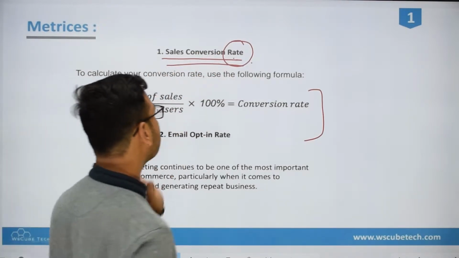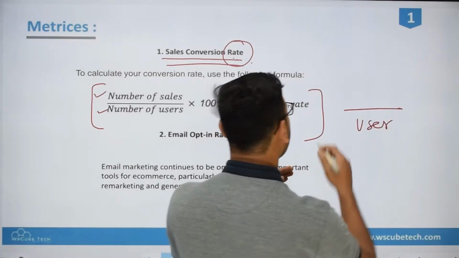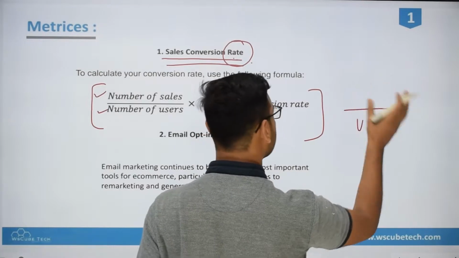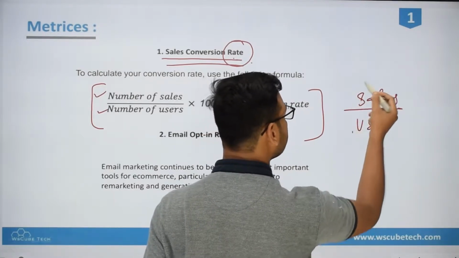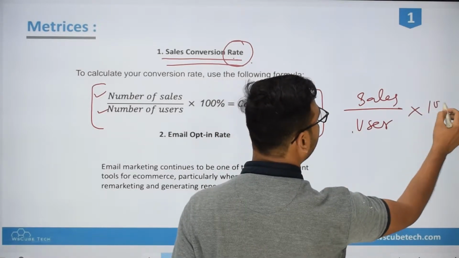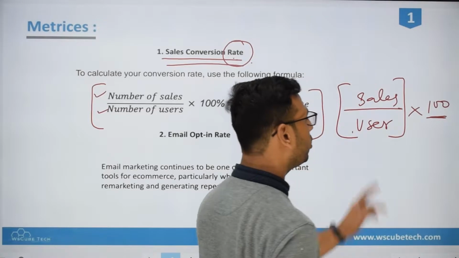Now, what is sales conversion? The number of users that you are getting on your website, and then from those users, the number of sales you are making. So you have a ratio of these two things, sales over users multiplied by 100. This multiplication will convert this metric into percentage.